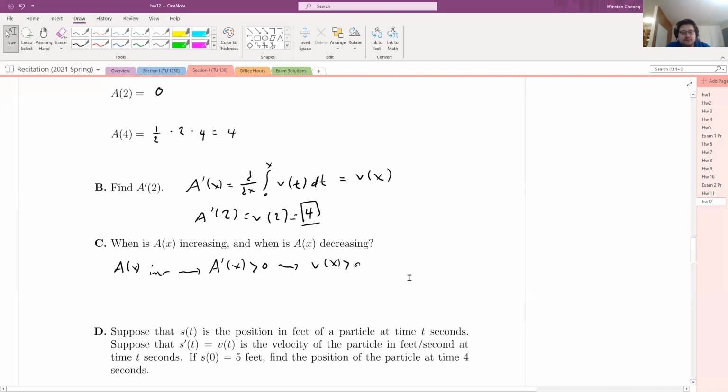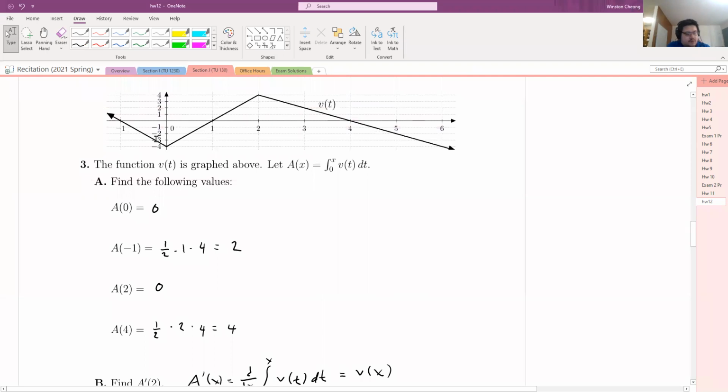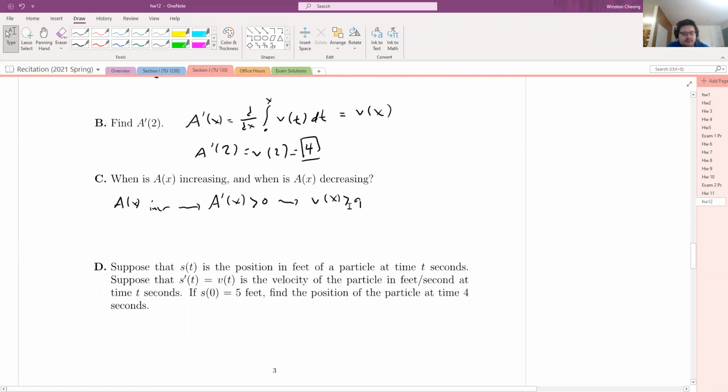You don't need to write that. I'm just sort of explaining the thinking process. So yeah, A is increasing when this graph is actually positive. So that's minus infinity to -1 and 1 to 4. I'm just going to write that down. Minus infinity to -1, union 1 to 4.